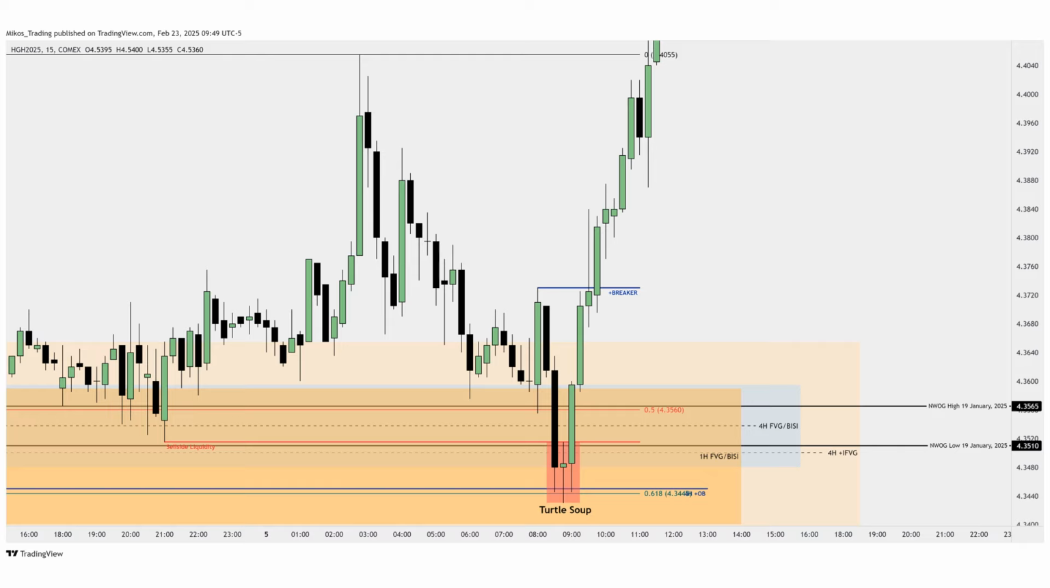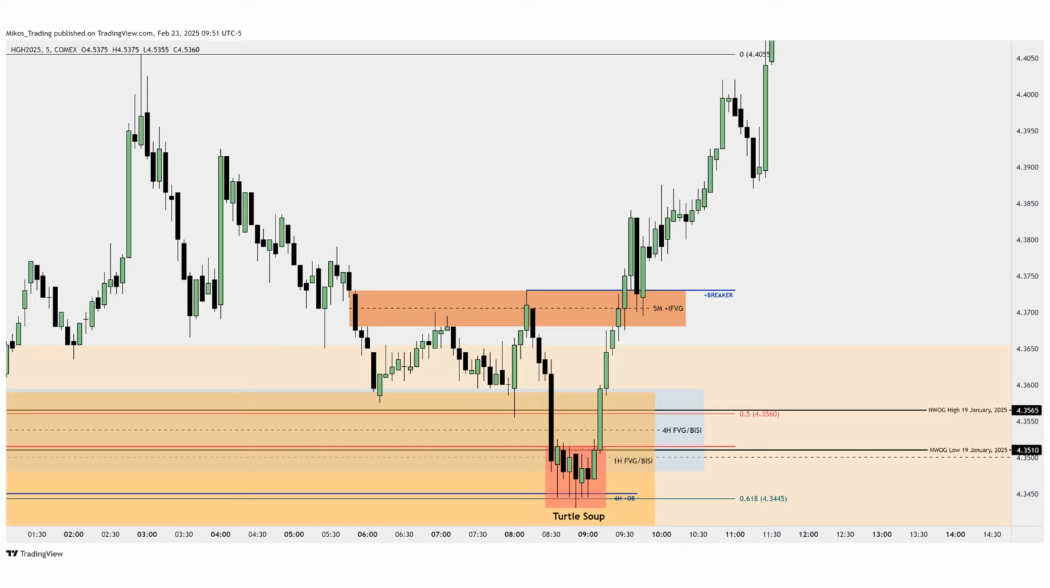Here we have the 15-minute chart. We can see the turtle soup, or where smart money accumulated their longs. It is not necessary that we enter our trade there. We can identify the breaker and wait for price to trade above that level and enter our position there. Here's the 5-minute chart. We can see that the breaker is also overlapping with the 5-minute inverse fair value gap, which puts the odds of success further in our favor.